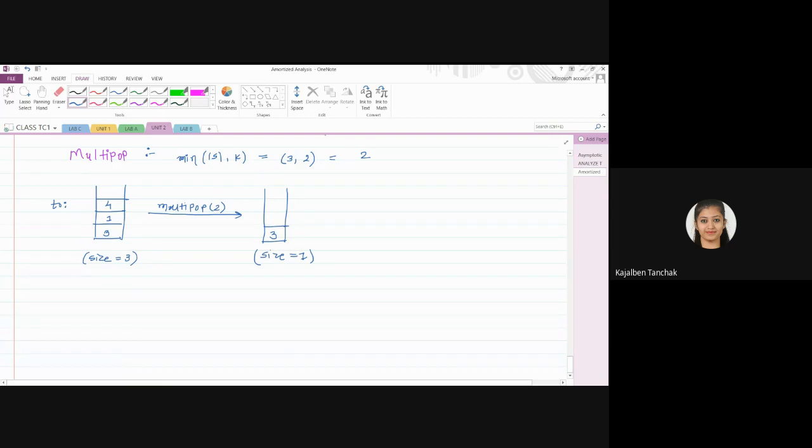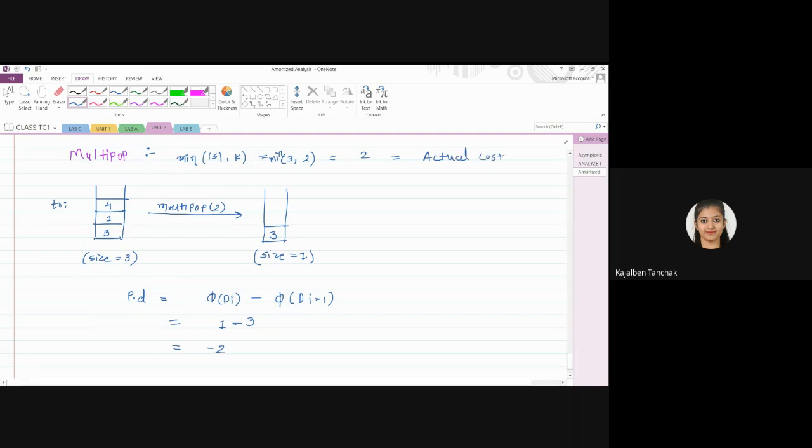So let us find out the potential difference. The potential difference for multi-pop is the size after performing the multi-pop minus the size of the stack before performing the multi-pop. So here it is 1 minus 3, and the answer is minus 2. Here we have found the minimum from the stack, and this is nothing but the actual cost.